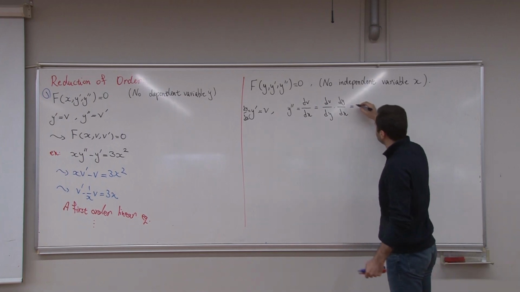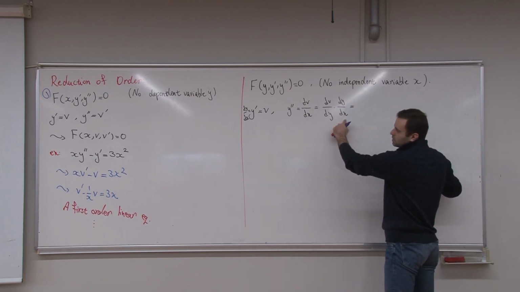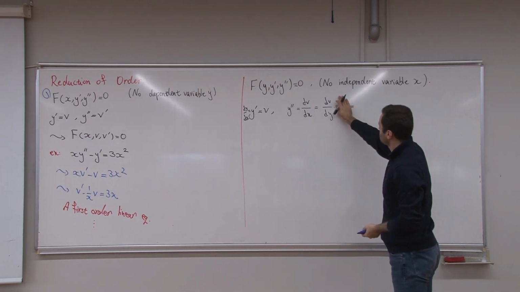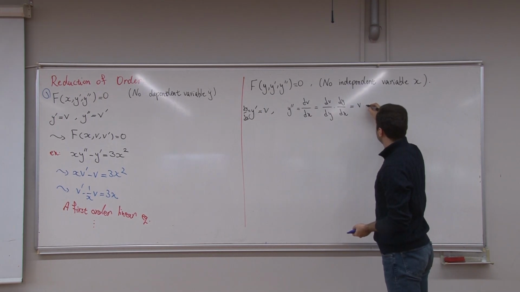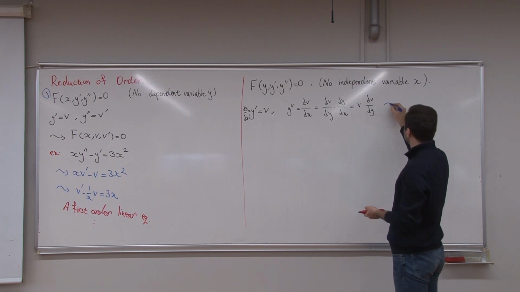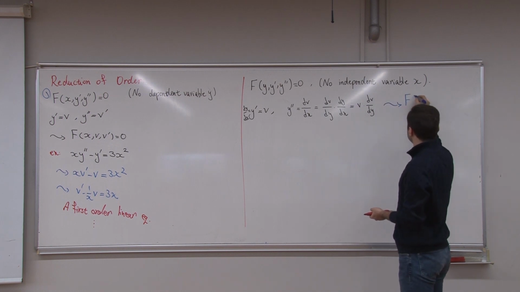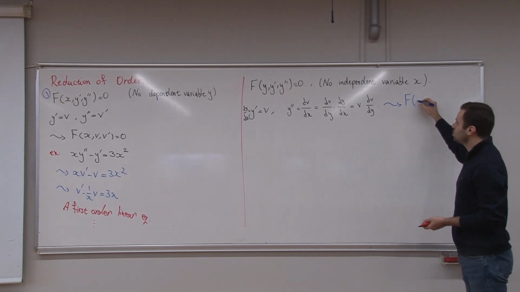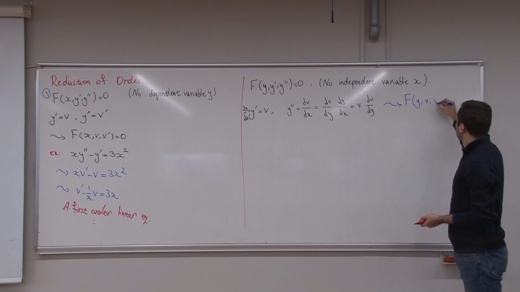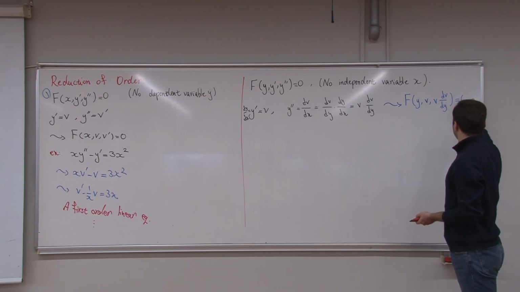And what do I have? What is our dy over dx? Dy over dx is the y prime, or it is equal to v. So instead of this, I'm just writing v. So it is going to be v, in this case, my equation turns into an equation with y, v dv over dy equal to 0.